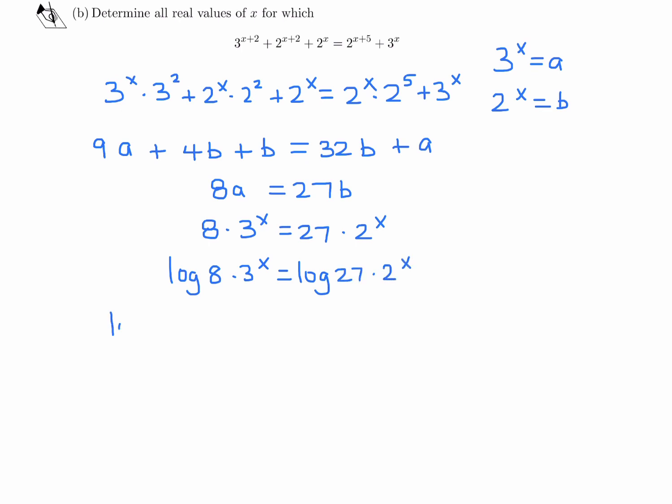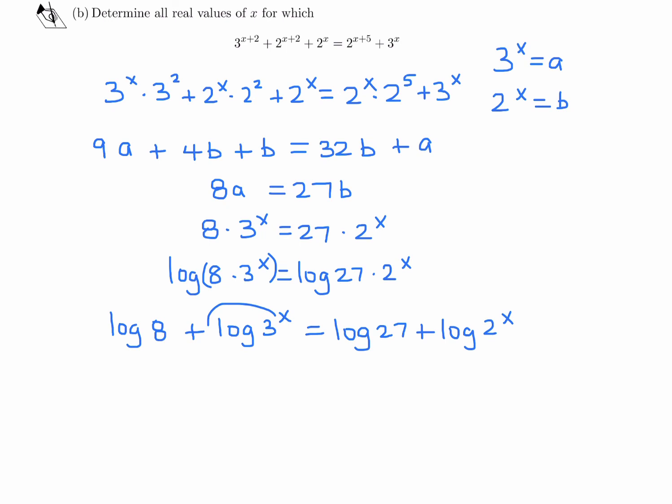Now there's that log rule that you can add them if it's two things that are being multiplied by each other. So it becomes the log of 8 plus the log of 3 to the x. And similarly on that side, it becomes the log of 27 plus the log of 2 to the x. And then another log rule allows you to put those exponents out front. So this remains the log of 8, but now it becomes x log 3. And this remains log of 27, but this becomes x log 2.